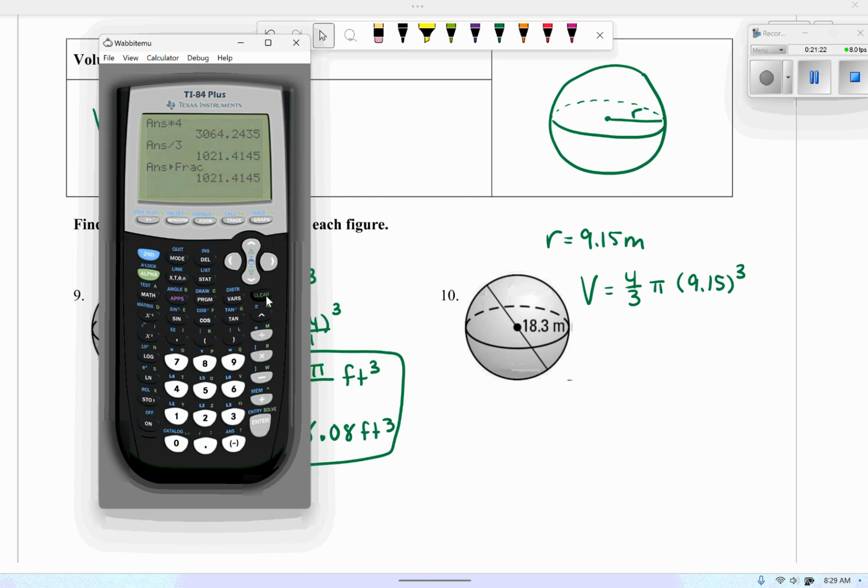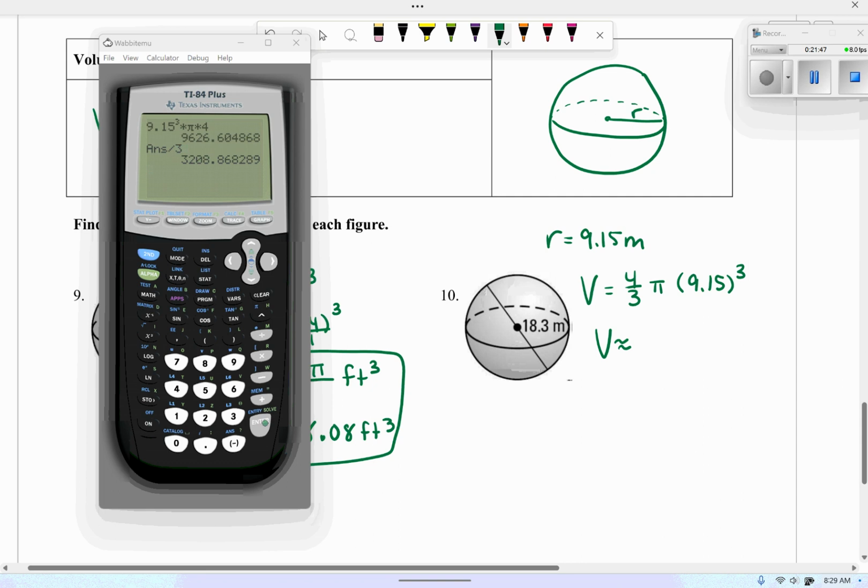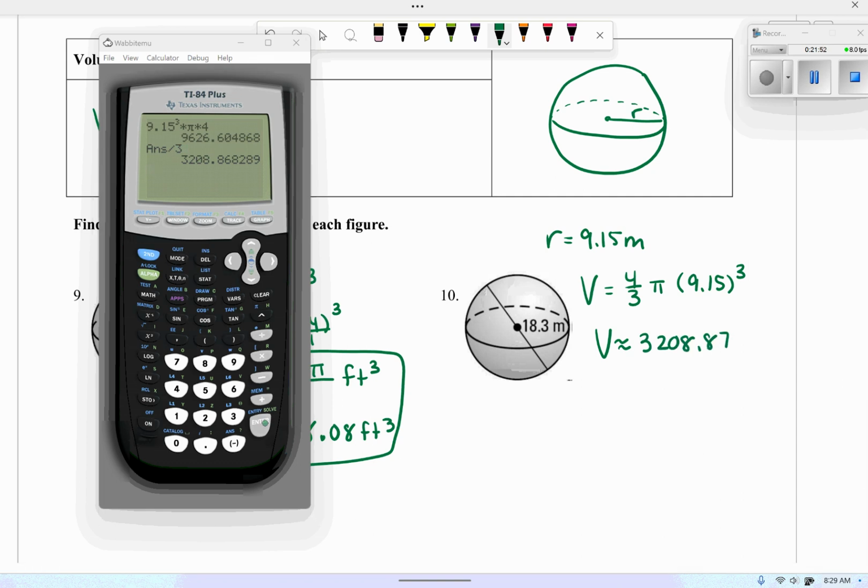So let's go back and do just with the pi then. So we have 9.15 cubed times the pi times 4. So putting that in the exponent, so times the pi times the 4 in the numerator, and all of that's being divided by 3. So we get the volume is about 3,208.87 cubic meters.